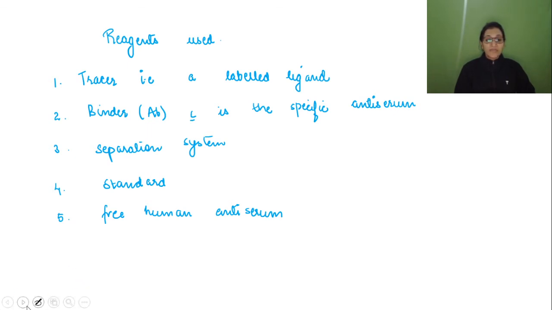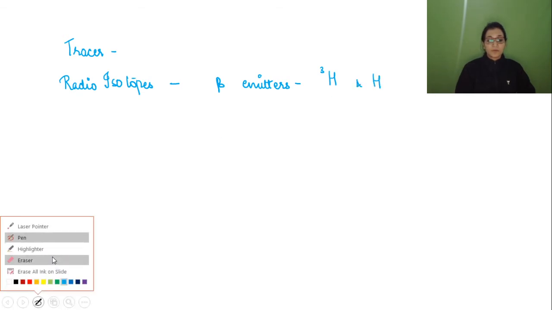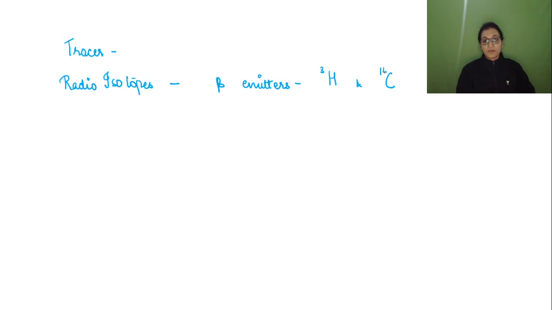So when we are talking about the tracer, the isotopes used, or radioisotopes to be very specific because it is radioimmunoassay, are beta emitters, which are H3 and C14, and gamma emitters, which is iodine 125.